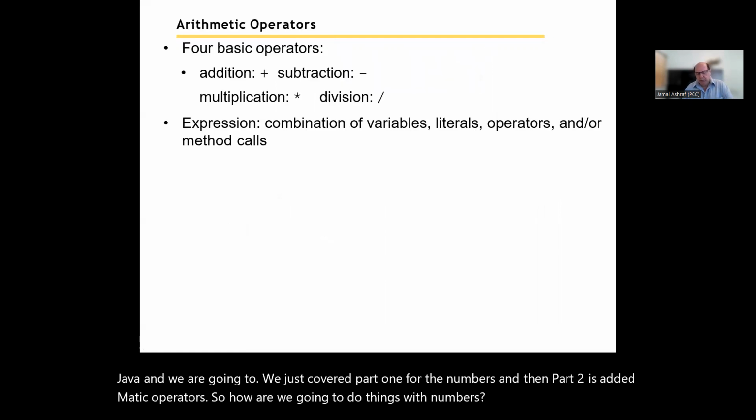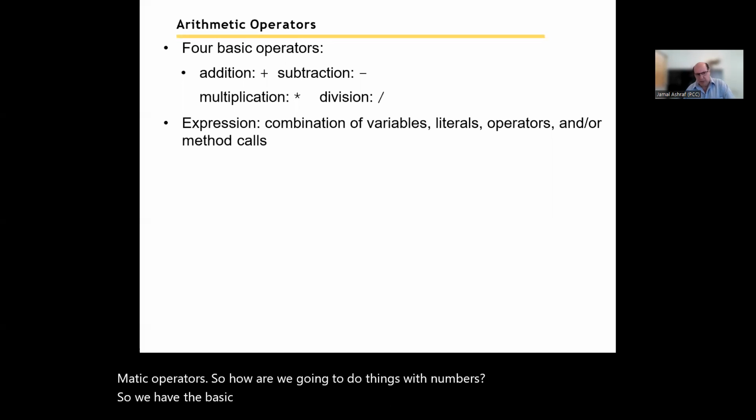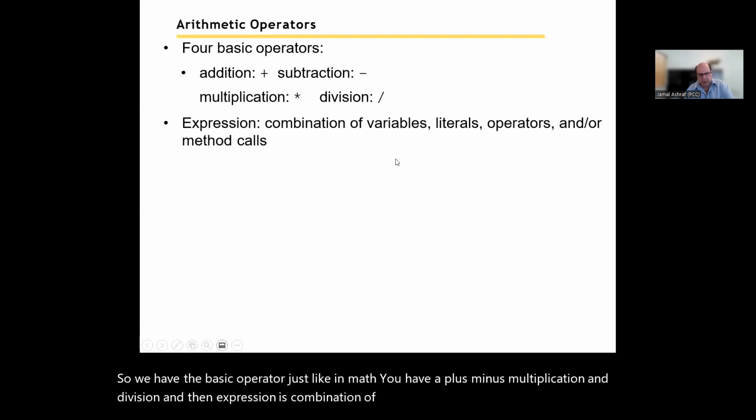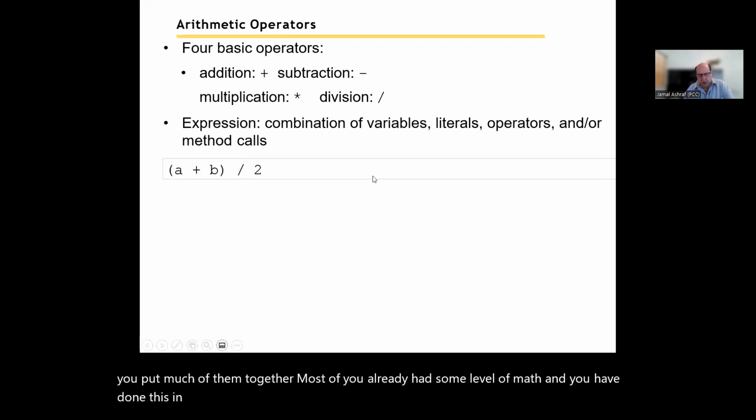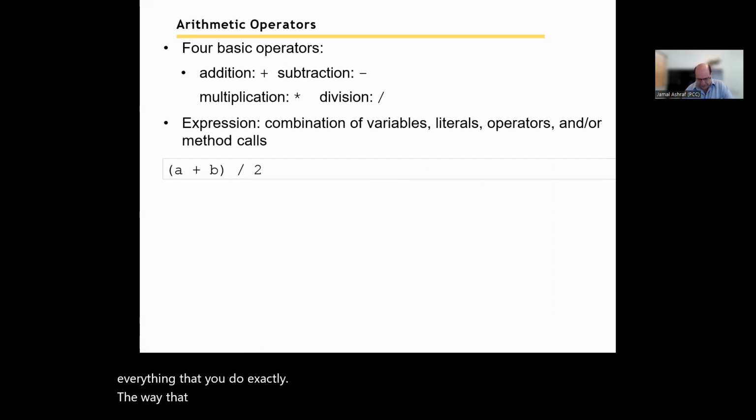So we have the basic operators just like in math. You have a plus, minus, multiplication, and division. And then an expression is a combination of the variables with our operators and methods. So you put a bunch of them together. Most of you already have some level of math and you have done this in there. But we do things a little different in our programming.